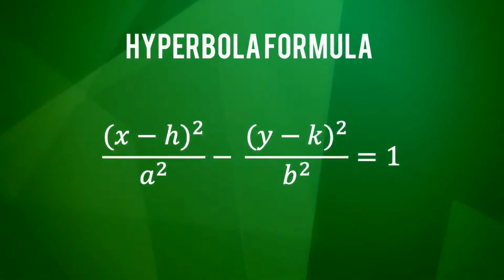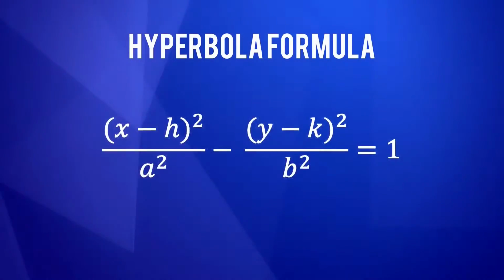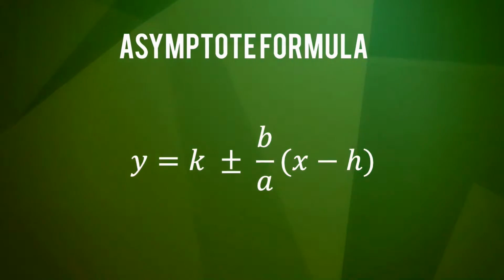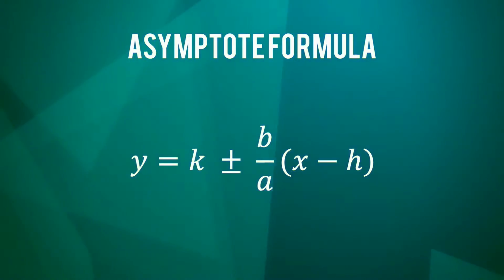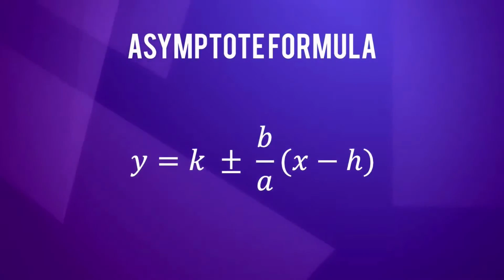Given the hyperbola formula is (x minus h) squared divided by a squared minus (y minus k) squared divided by b squared is equal to 1. The asymptote formula of the hyperbola is y is equal to k plus or minus b divided by a multiplied by (x minus h).